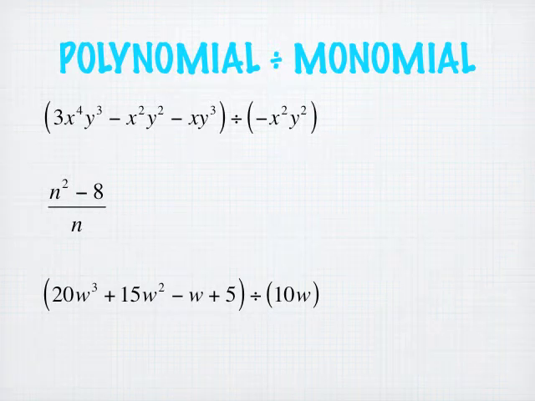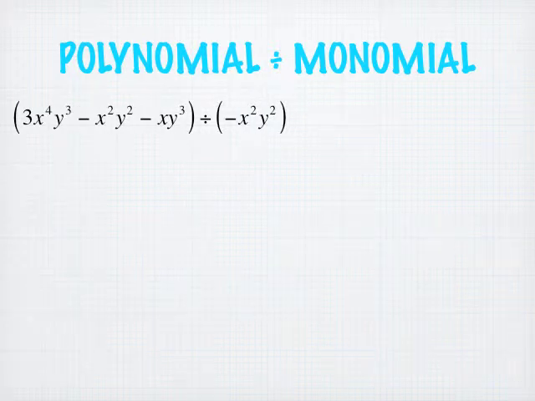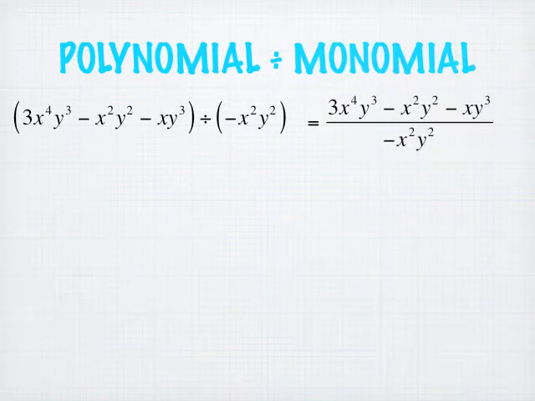Okay, if you have not done these 3 examples on your own, please pause the video and do them, and then we'll come back and check them together. So in each case, we have a polynomial, many terms, divided by a monomial, one term. So the first thing we'll do here is just write it as a fraction. So we have the first polynomial on the top and the second polynomial on the bottom.